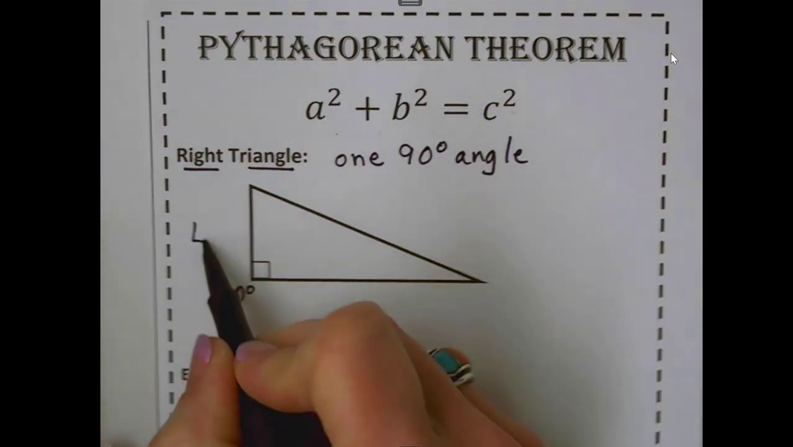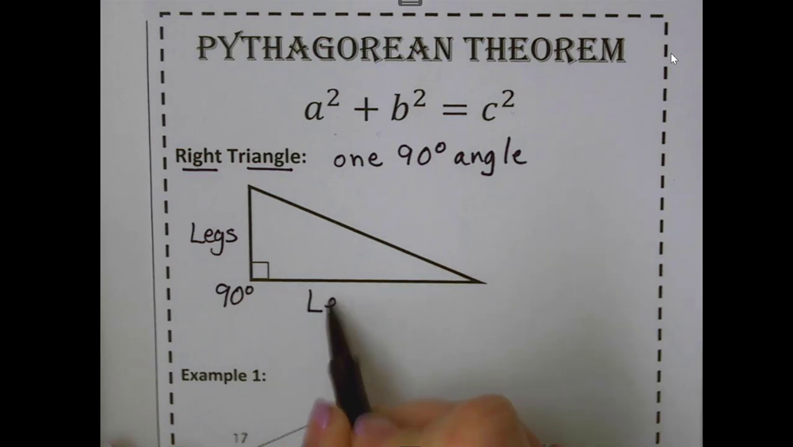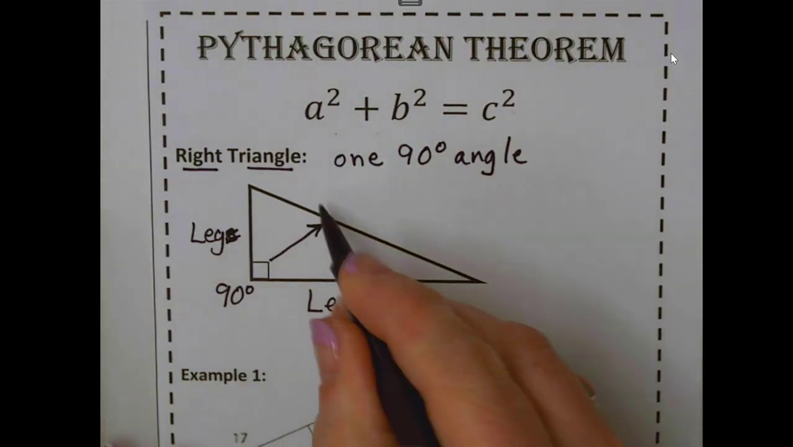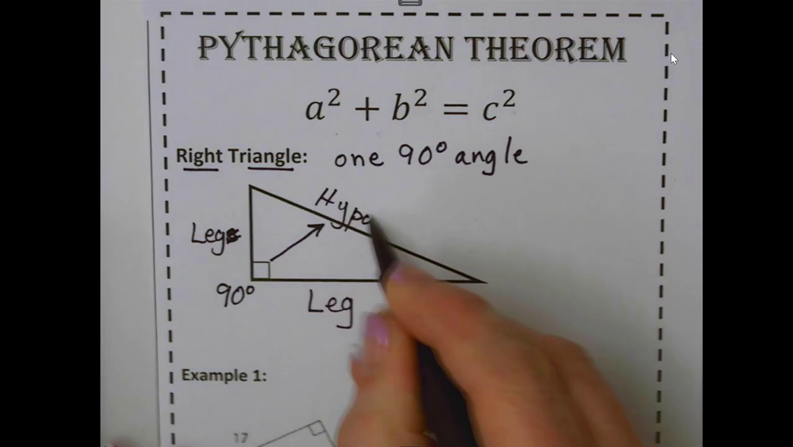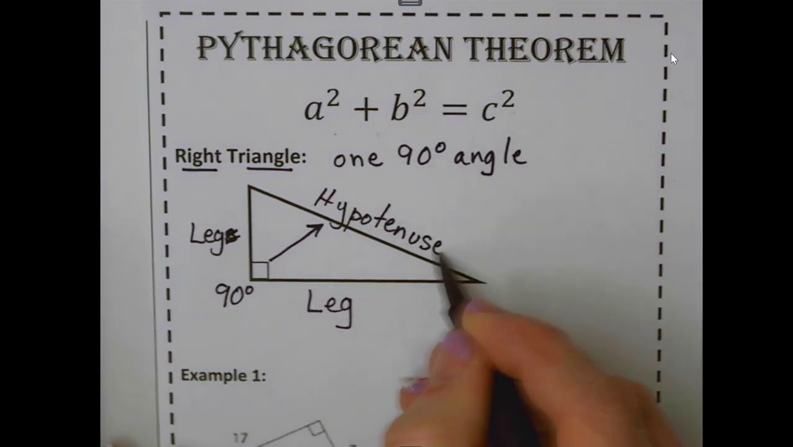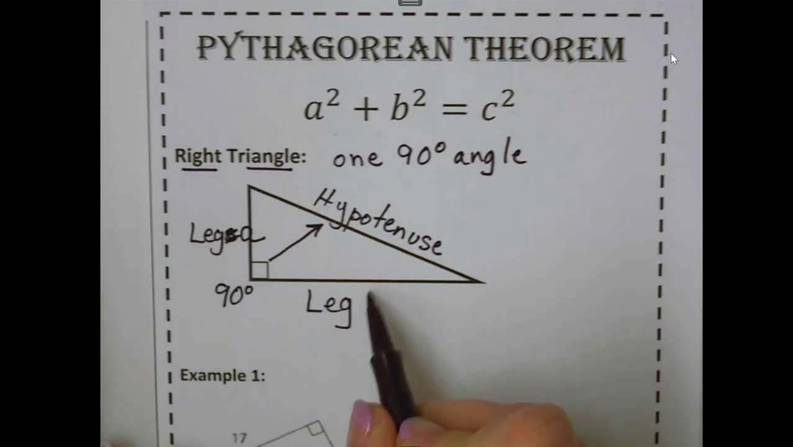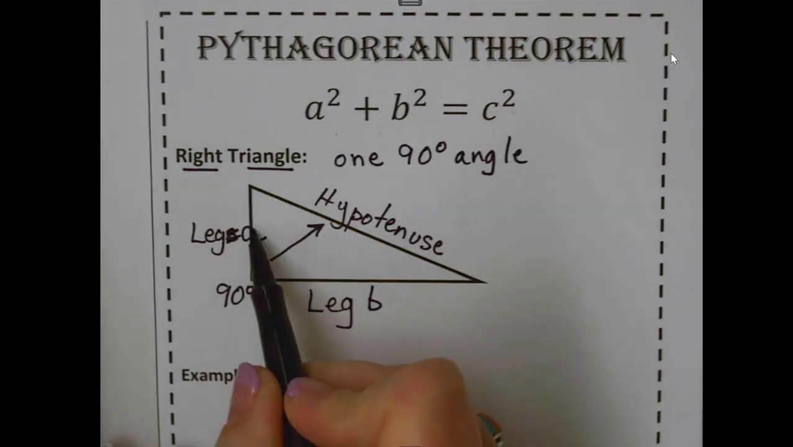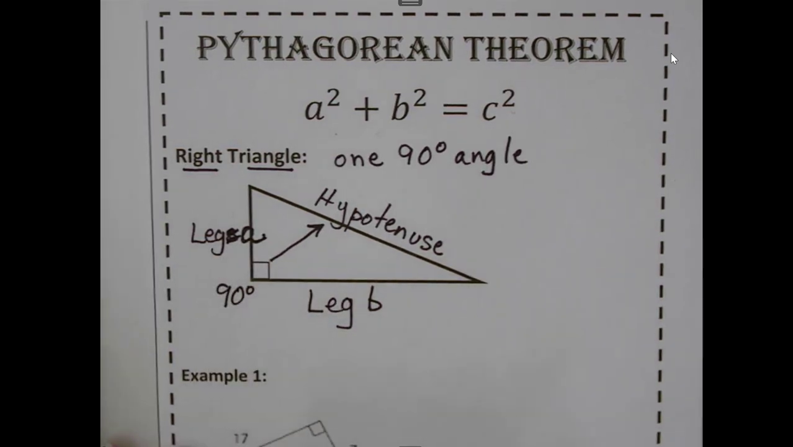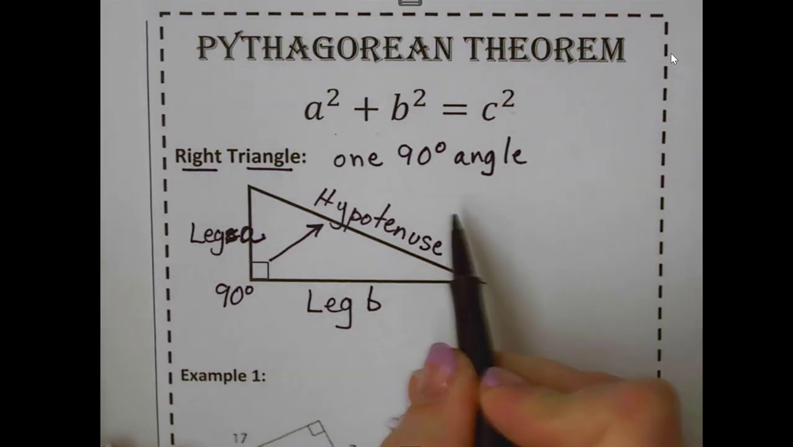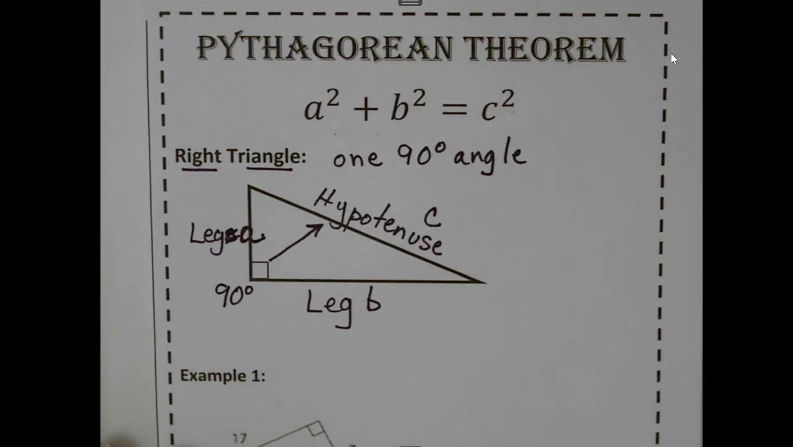Now remember, the two legs make up that 90-degree angle. The opposite side is the hypotenuse. And I'm going to label this leg A and this one B. And remember, the legs we can label either way. This could be B, this could be A. But definitely the hypotenuse is that longest side of your right triangle, and we are going to label that C.